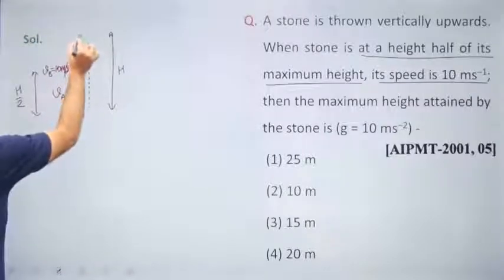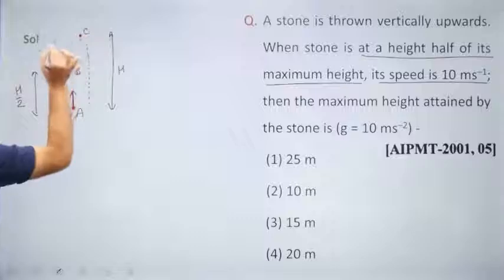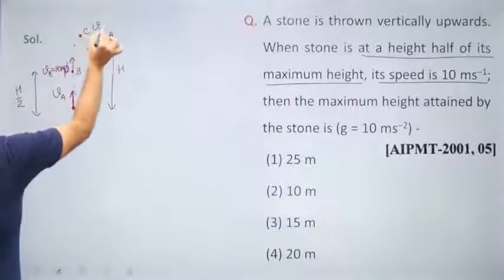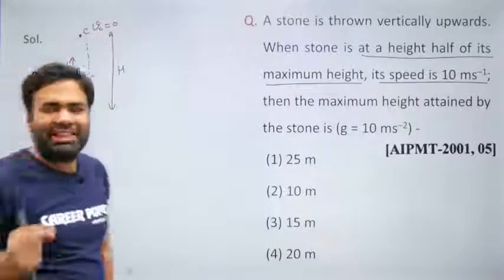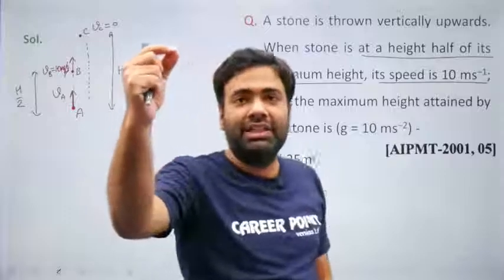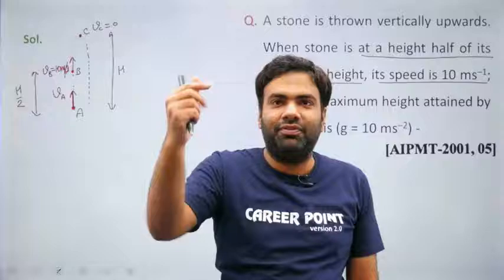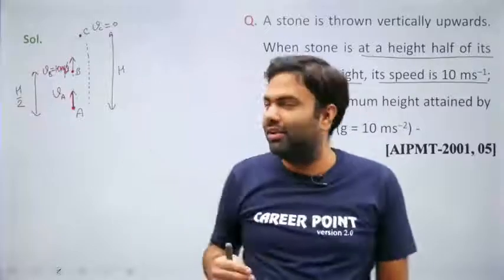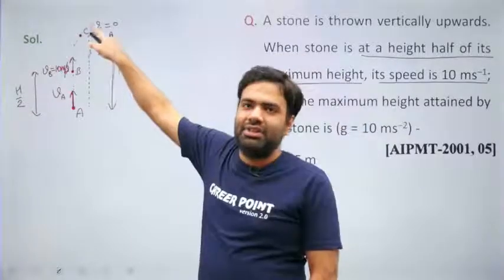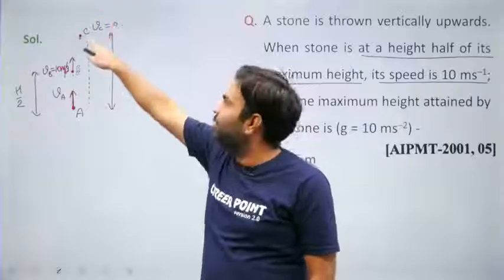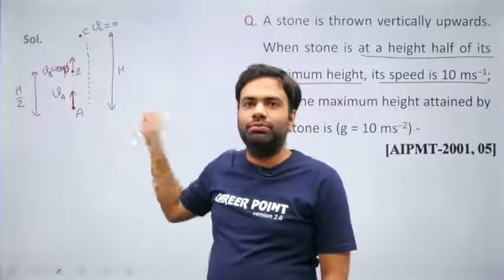See this question. At the maximum height, suppose this point is C. We know that velocity at point C is equal to 0. At maximum height, the velocity of the particle is 0. Why 0? Because if it had some velocity, it would go upward more. But because this is the maximum height, it cannot go upward. But due to acceleration due to gravity, it will fall down.